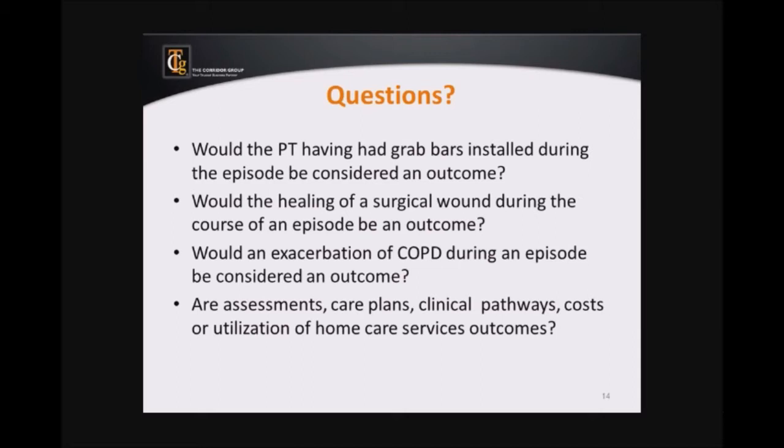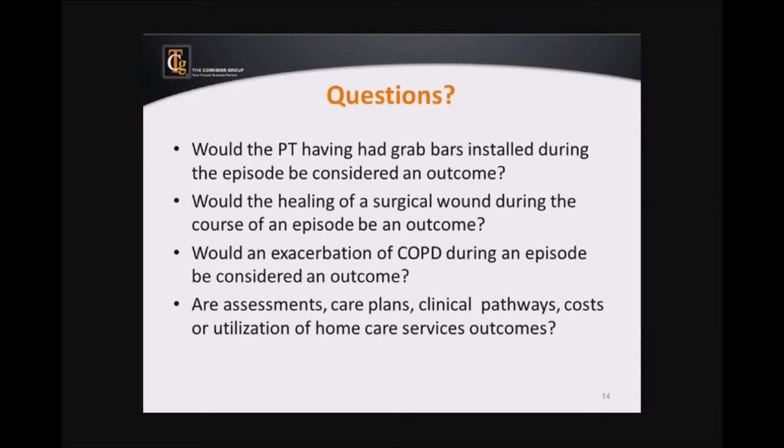What are the OBQI? Here are some questions for you. Would the patient, having had grab bars installed during the episode, be considered an outcome? Actually, no. That is a change in the patient's environment, which is not directly related to the patient. It may have a positive effect on the patient outcome, hopefully avoiding falls during toileting or bathing, but it is not a patient outcome in and of itself.